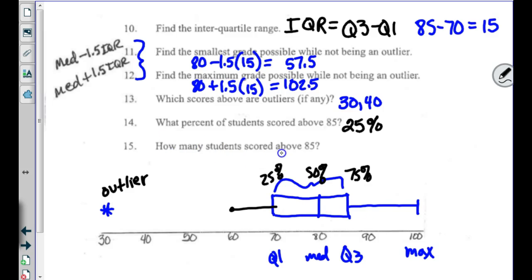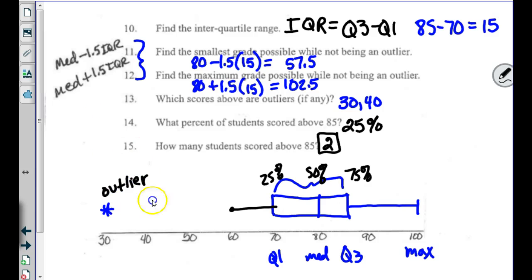How many students scored above 85? Now that's going to the actual list. How many of them were above 85? It says above, so I guess not. I don't know. Only 2 students were above 85? Okay, which would be 2 out of the 10, or 2 out of 11, would be less than 25%. But again, we moved everything a little bit when we threw out that outlier.